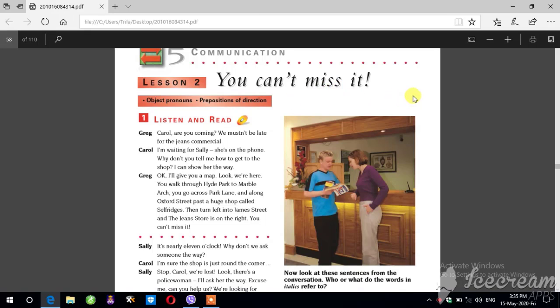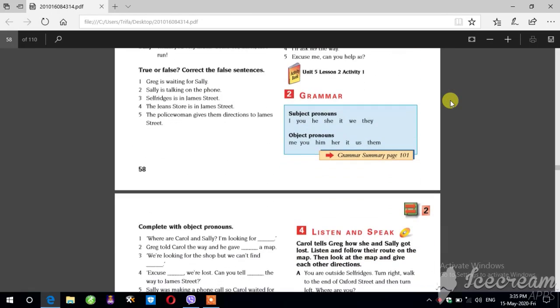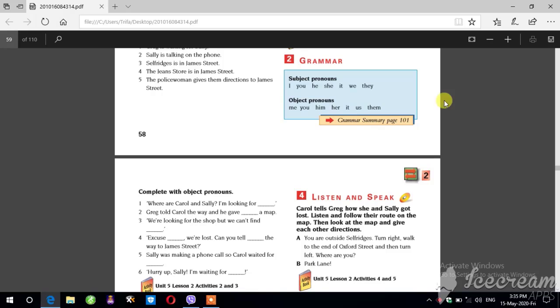Okay, we have to know the object pronouns. Look at point 2 grammar. We have subject pronouns and object pronouns. Subject pronouns we have I, you, he, she, it, we, they. And for object pronouns we have me, you, him, her, it, us, them.